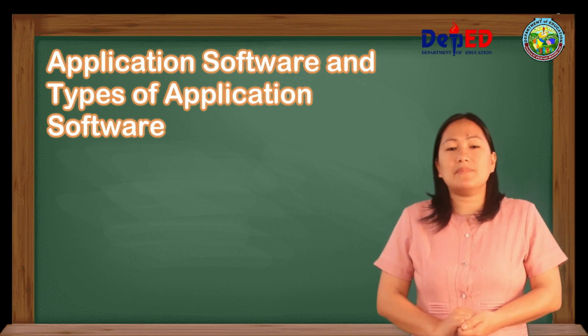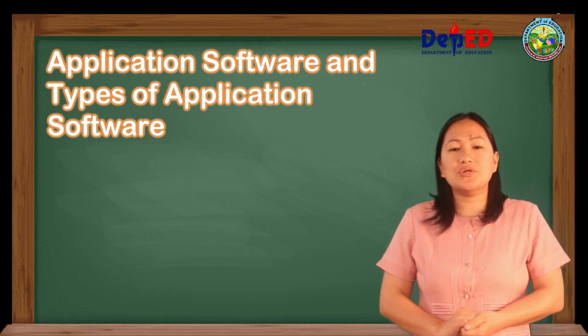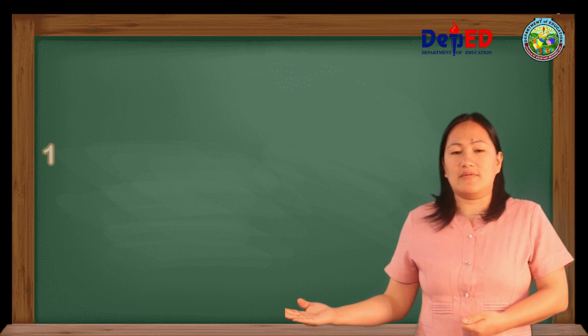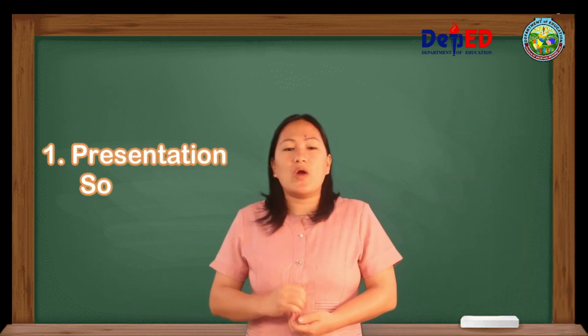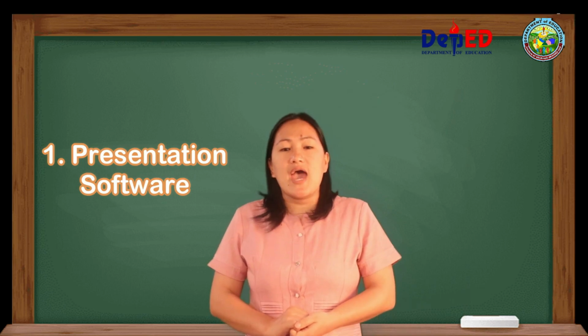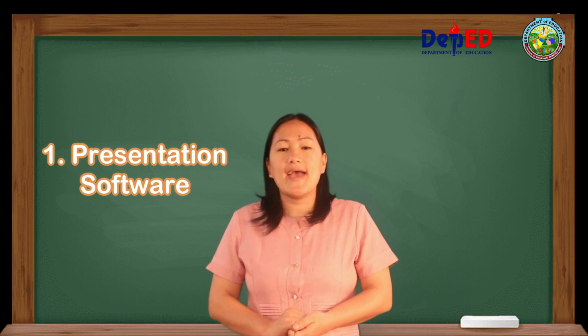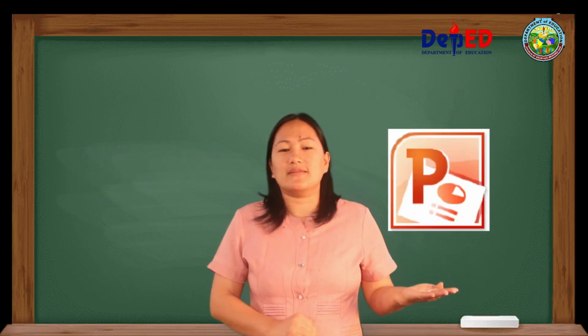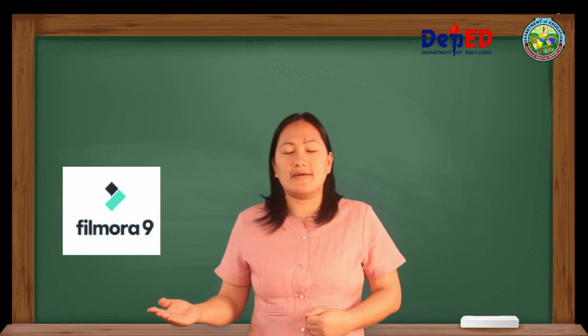The categories of application software you are required to use depends on your needs, some of which are presentation software. Presentation software enables you to put forth your thoughts and ideas with ease and with good clarity by using visual information. It lets you display the information in the form of slides. Here are examples: Microsoft PowerPoint, Filmora.